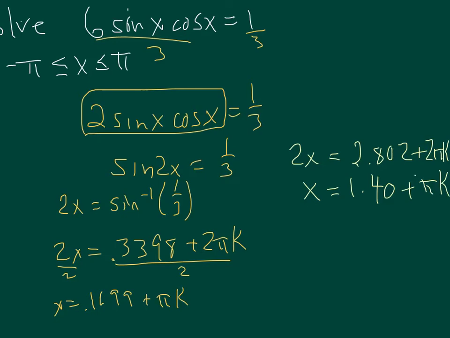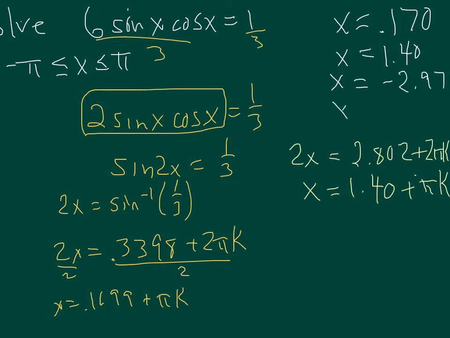So what are our solutions? Well, when k equals 0, we get 0.170, 3 sig figs, remember, guys. And we also get 1.40. When k equals 1, if we add on pi to each of these, we get too big. We're greater than 3.14, but if we subtract pi from each of these, we'll get 2 more solutions. x equals negative 2.97, and also x equals negative 1.74.